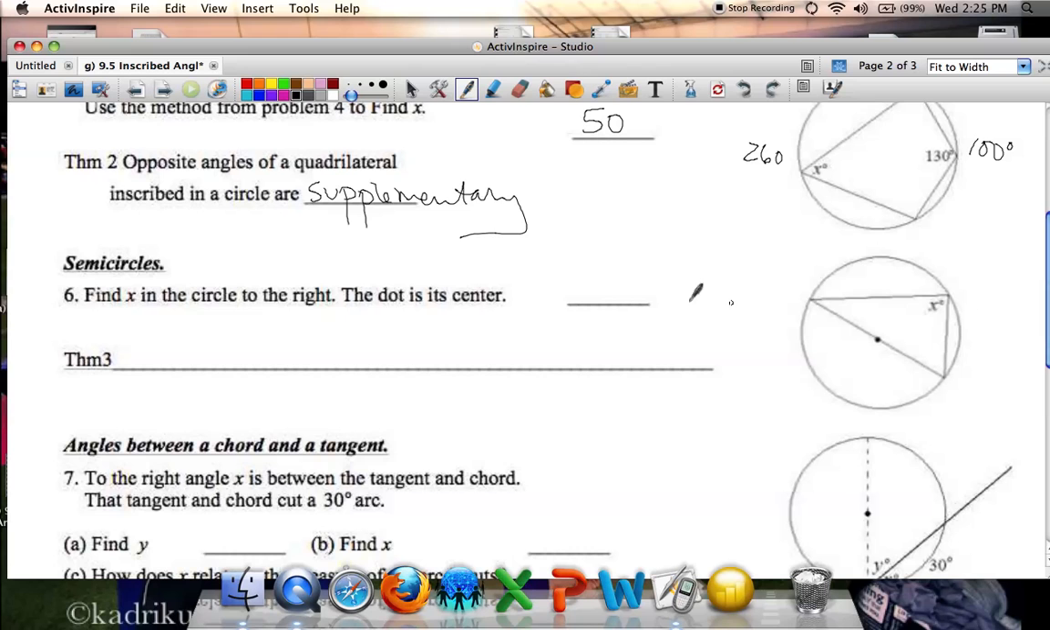So here's a special relationship that only applies to a semicircle. If angle X is inscribed in the semicircle, find X. Well, this whole measure is 180 degrees, therefore X is half, or 90 degrees. So a special theorem is that an inscribed angle that cuts a semicircle is a right angle.